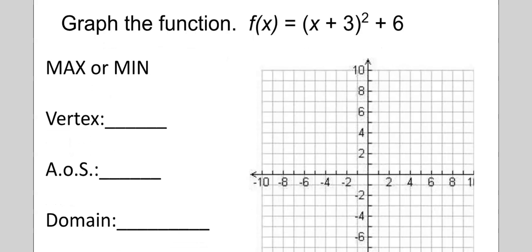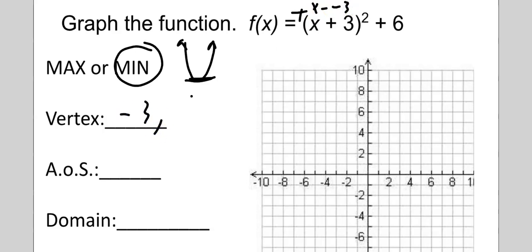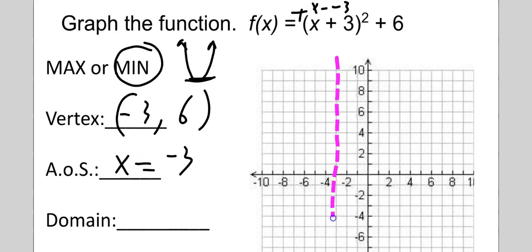This is a positive one, so that is going to be a happy parabola, a smile, which means it has a minimum. It goes down and comes back up, so it's a minimum. What is the vertex? Well, this is really x minus negative 3, so it's going to be (negative 3, 6). The axis of symmetry is going to go through the x coordinate of negative 3, so that's going to be right here. If I could draw a straight line, you get the general gist. We know it's (negative 3, 6).